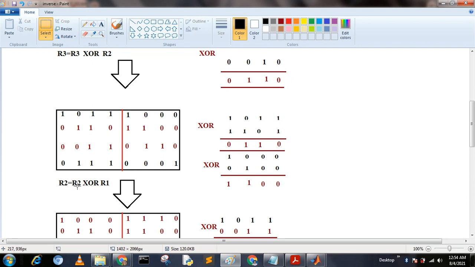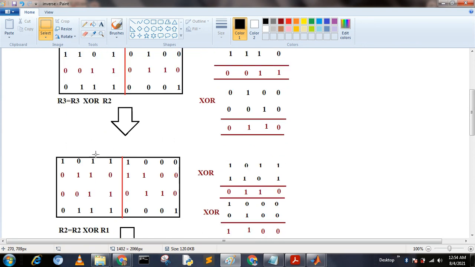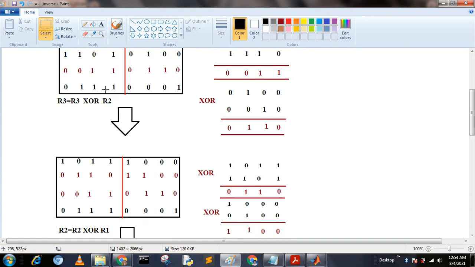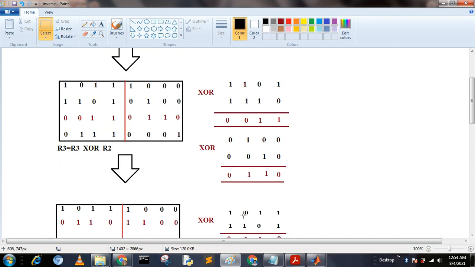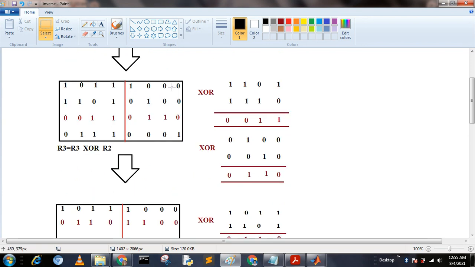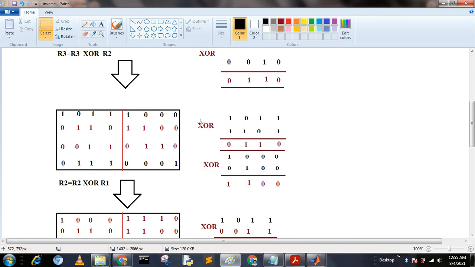So apply R2 equal to R2 XOR R1. We apply 1011 and 1011, then 1101 and 1101. We apply the XOR operations, that is 1101 1011... giving the result. Apply this formula to the identity matrix: 1000 we get the result 1100. We write it in this row. This is our second matrix.